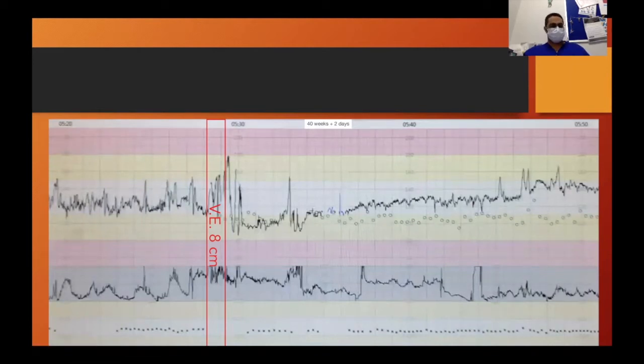So it looks like the baseline drops to, I can't see on the CTG, but that's 100. So I'd find out what the maternal pulse is, and I think the maternal pulse is the green circles. Okay, so it does look like baby, doesn't it?